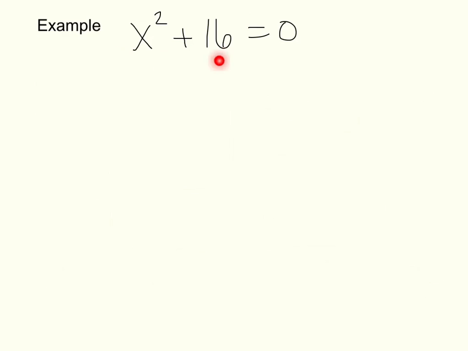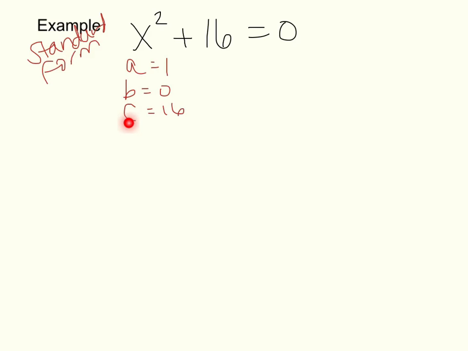So here's x squared plus 16 equals 0. Okay, it has to be in standard form in order for you to solve using the quadratic formula, which this one is. And so we know my a is 1 from standard form. I don't have a b, so my b is 0. And then my c is 16. So that's the first thing I would do. Make sure it's in standard form. Make sure I identified my a, b, and c. And then start plugging it into the formula.